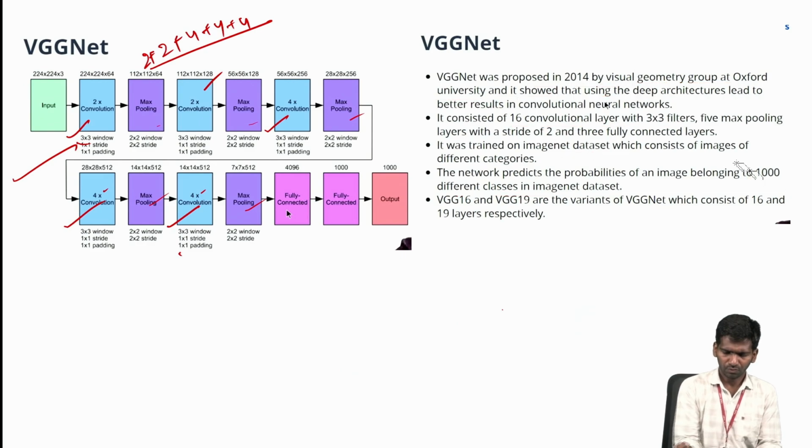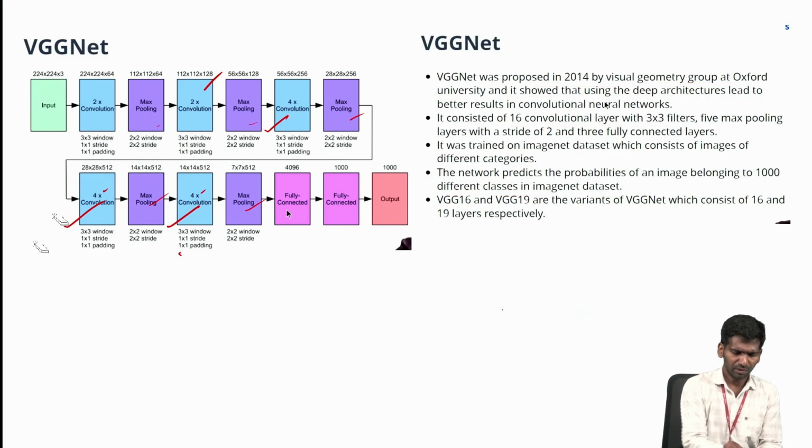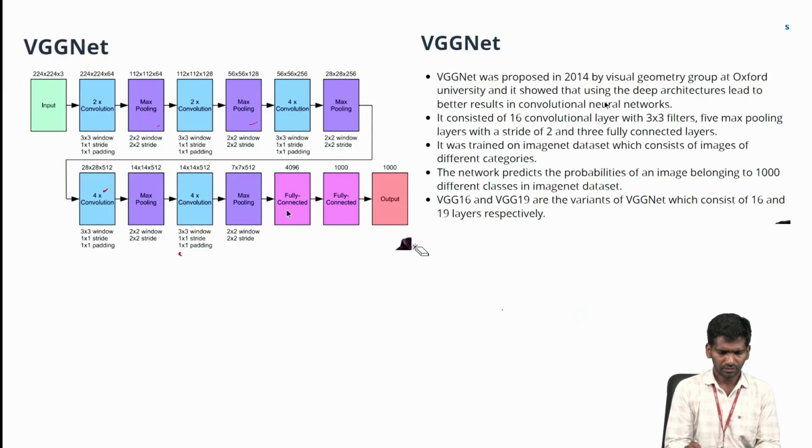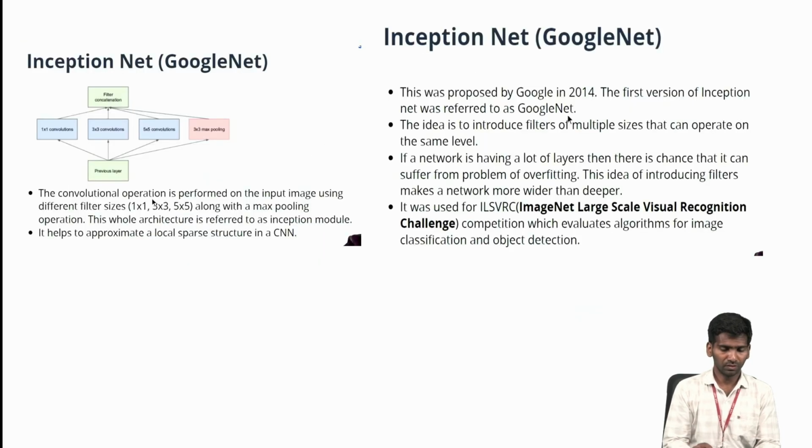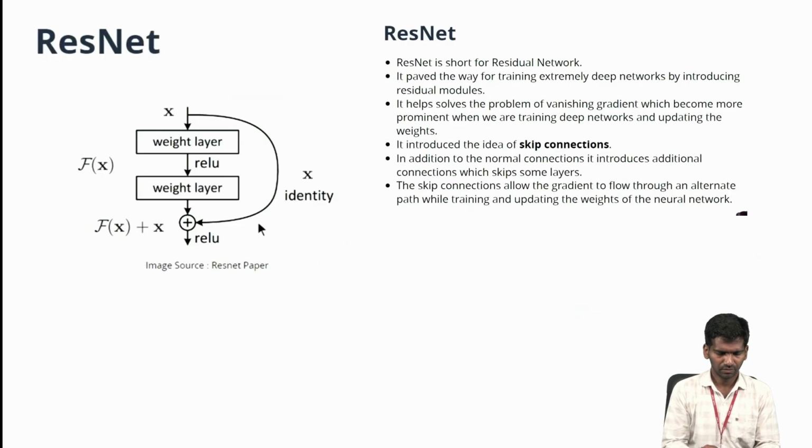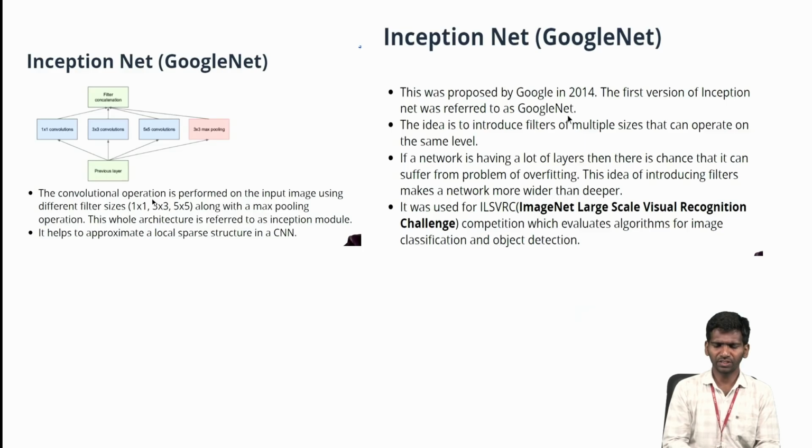Now next, let us see one more architecture. ResNet, I think. Not ResNet, we will see that later. We will see Inception Net. What is this Inception Net? It was also proposed in 2014. The very first Inception Net we call Google Net. The very first version of Inception Net we can call Google Net.